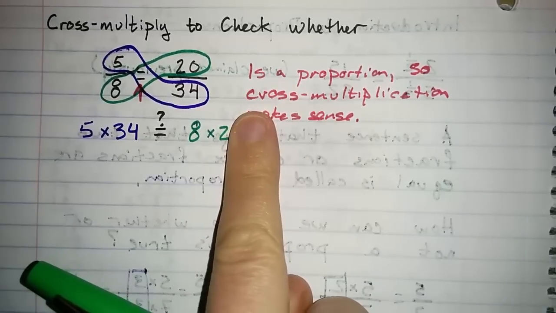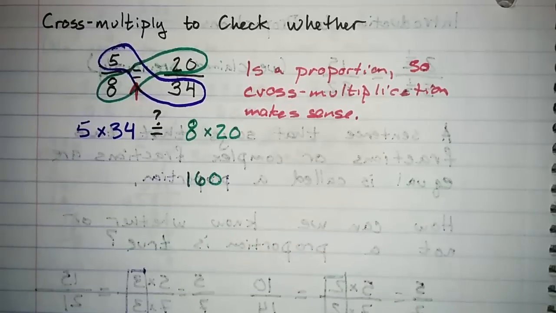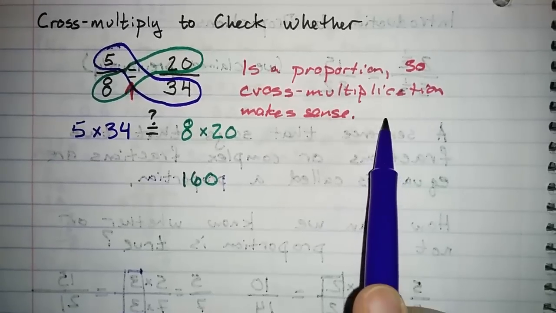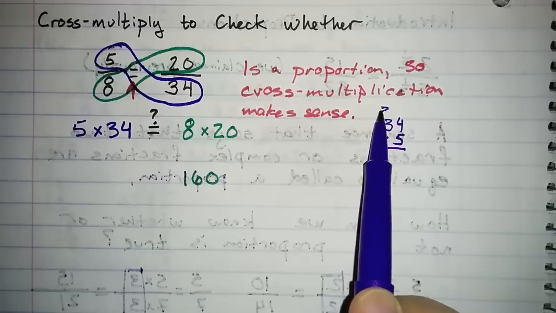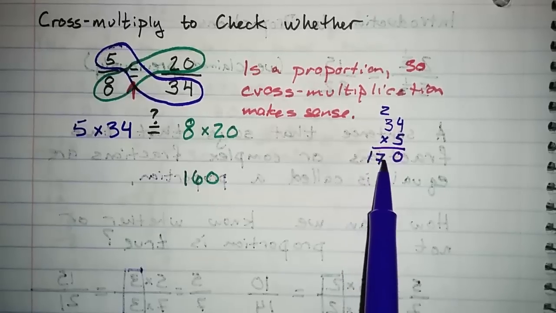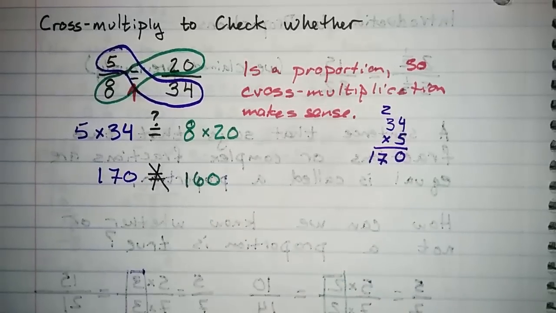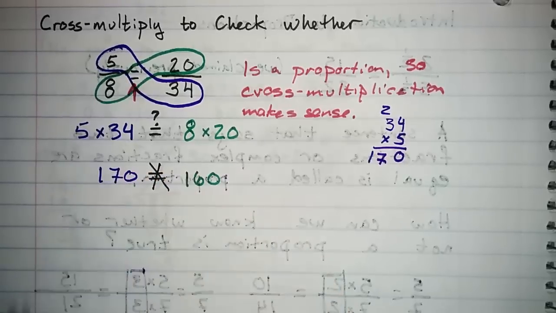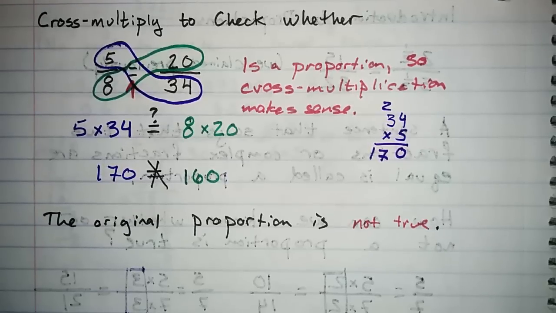8 times 20, 8 times 2 is 16, 8 times 20 is 160. 5 times 34 is a little harder. Let's work that out off to the side. 5 times 4 is 20. 5 times 3 is 15, 16, 17. Is it true that 170 equals 160? No. What does that tell us? It tells us that these original fractions were not equal. That is, the original proportion is not true.